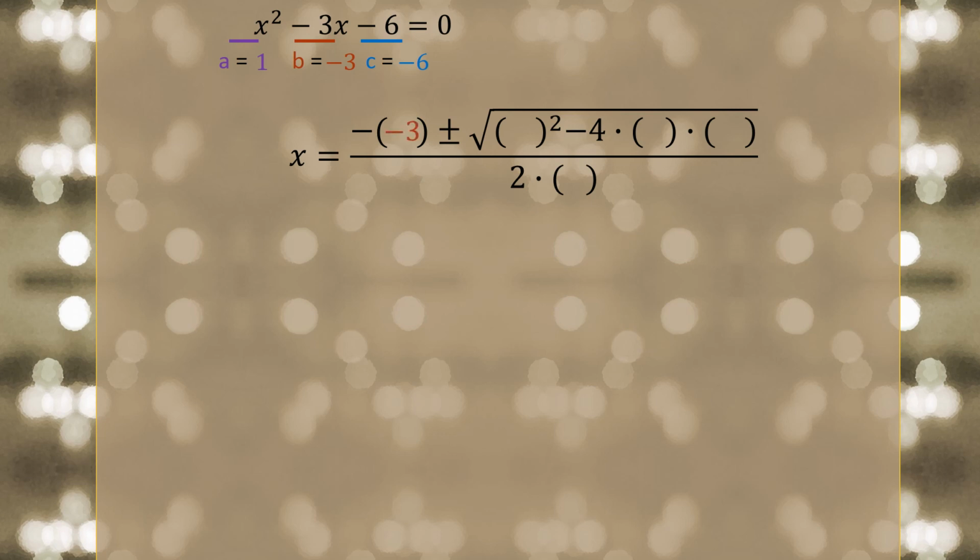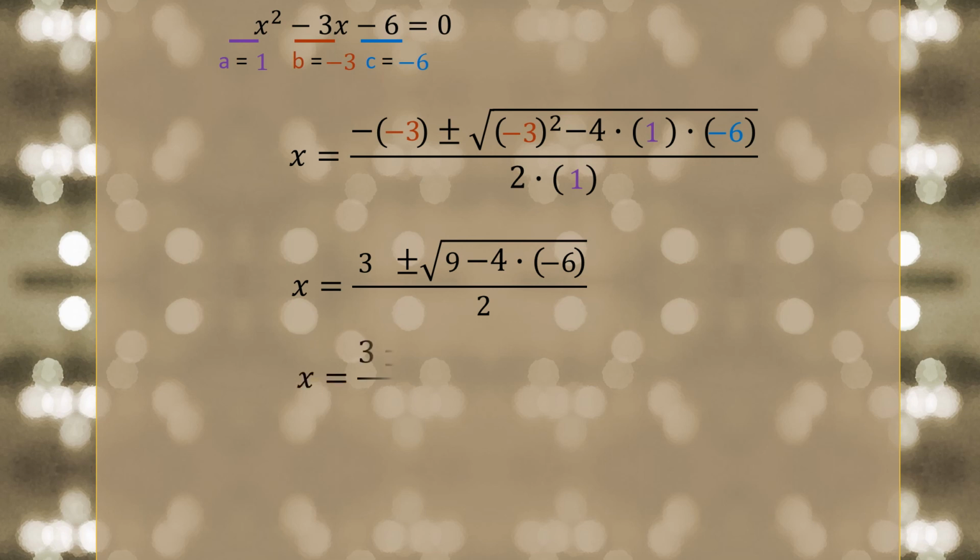Okay, let's see how you did on your values. Now we're ready to simplify. In front we see the opposite of -3 is +3. -3 squared is a +9. 1 times -6 is -6, and 2 times 1 is 2. Now under the radical we need to take care of the multiplication. -4 times -6 is a +24. Now still looking under the radical, 9 plus 24 can combine to give us 33.